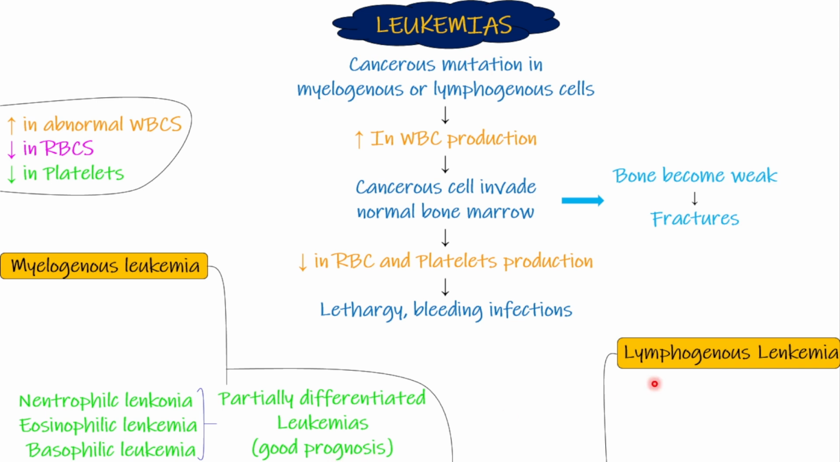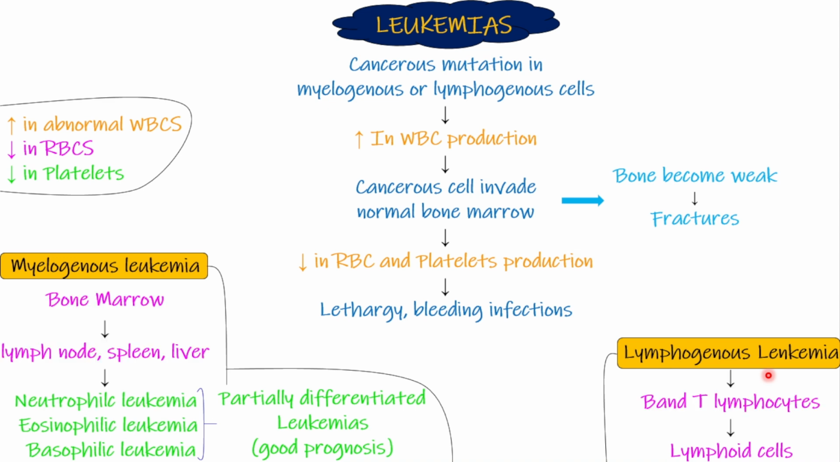Then we have lymphogenous leukemias. So in lymphogenous leukemias, which cells are increased in number? The lymphoid cells, the B lymphocytes and the T lymphocytes. Okay? So in myelogenous leukemias, neutrophils, eosinophils, and basophils are increased, whereas in lymphogenous leukemias, B lymphocytes and T lymphocytes are increased.